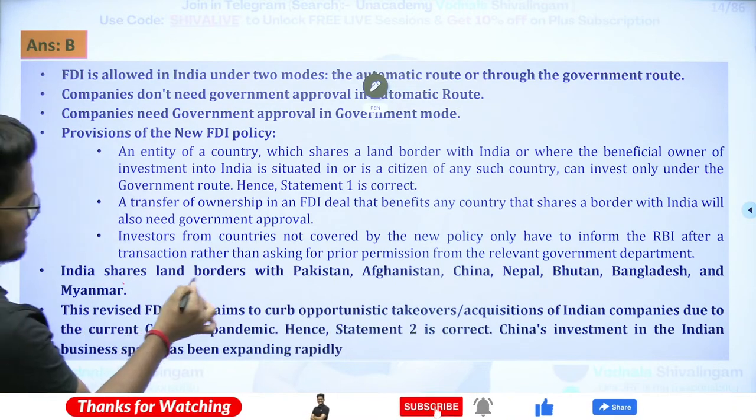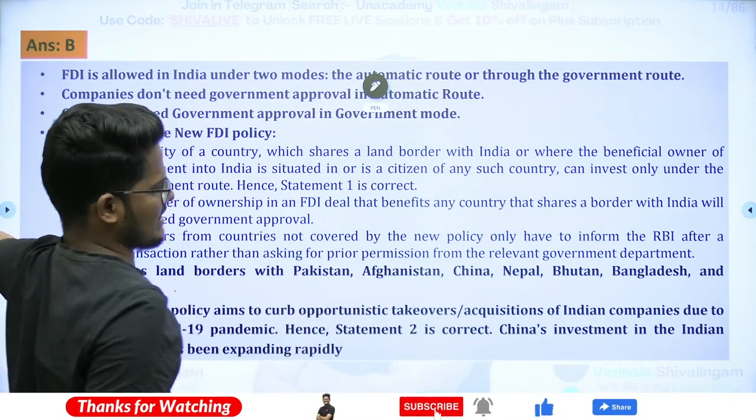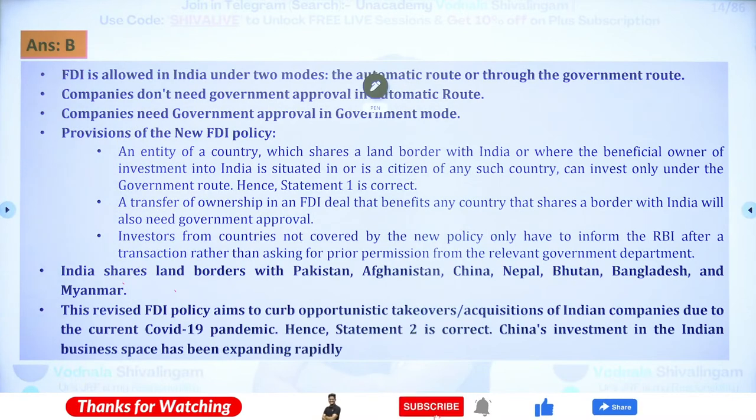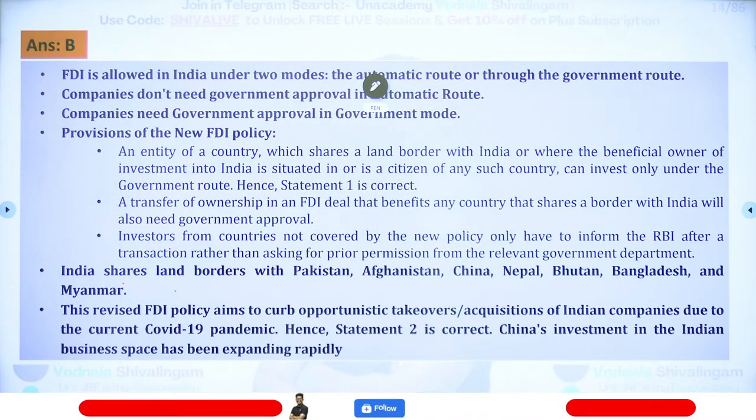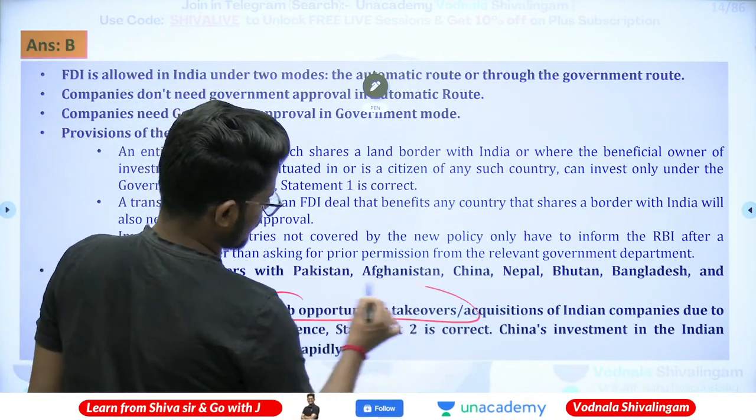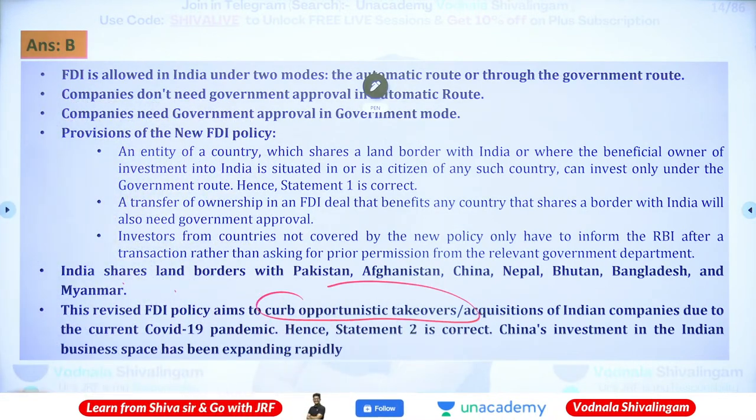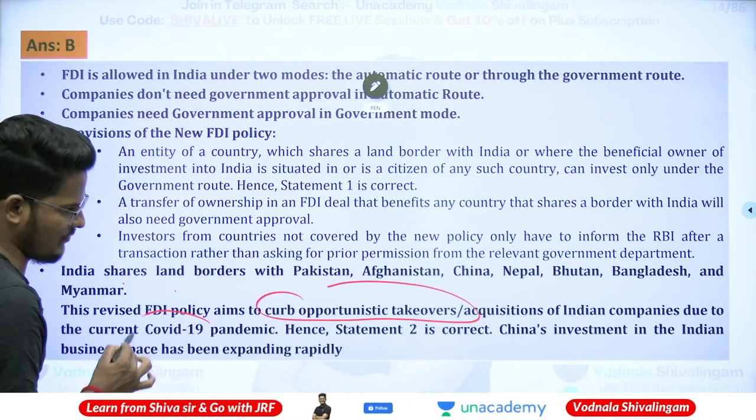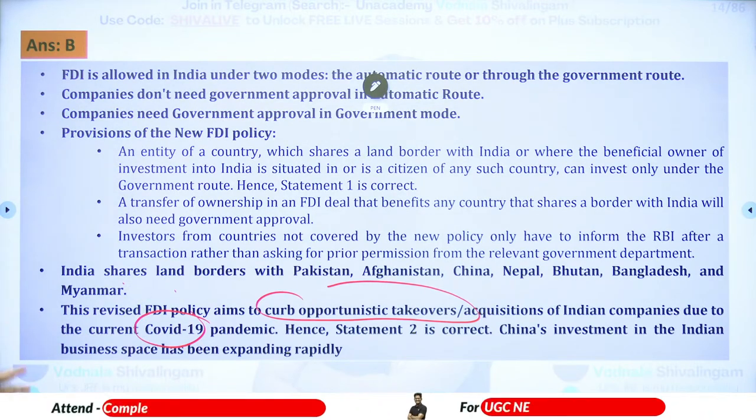India shares land borders with Pakistan, Afghanistan, China, Nepal, Bhutan, Bangladesh, and Myanmar. So because of this revised FDI policy, the opportunistic takeovers or acquisitions of Indian companies due to the current COVID-19 financial situation are curbed.